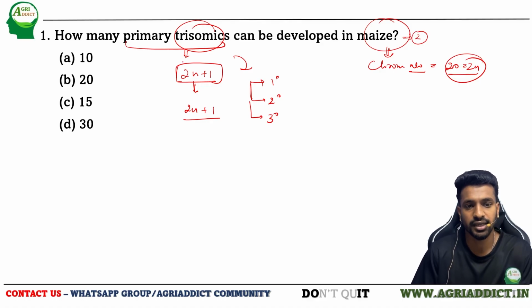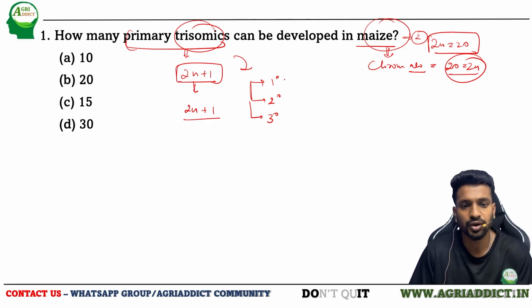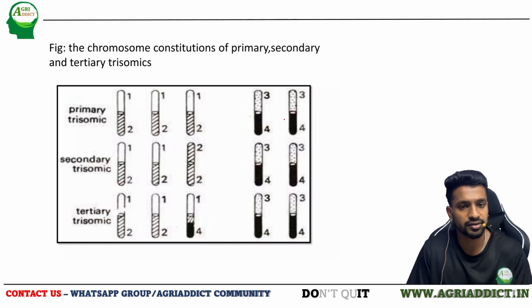Now they are asking how many different types of primary trisomics can be developed in maize, which has a diploid chromosome number of 2n equal to 20. So this is their question. To answer it, we need to know what primary trisomics, secondary trisomics and tertiary trisomics are. This is very important, so just observe this figure.